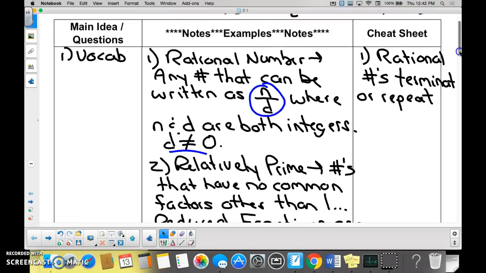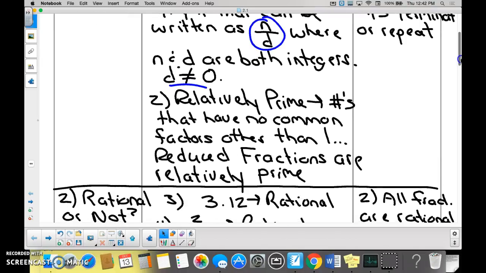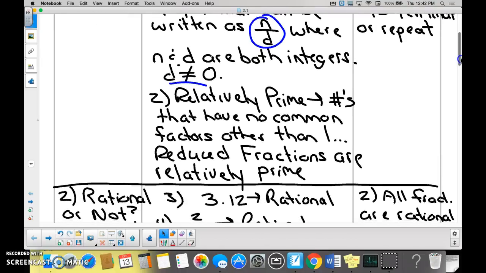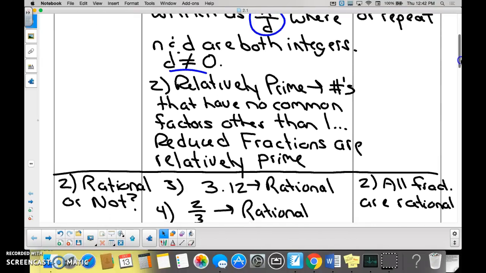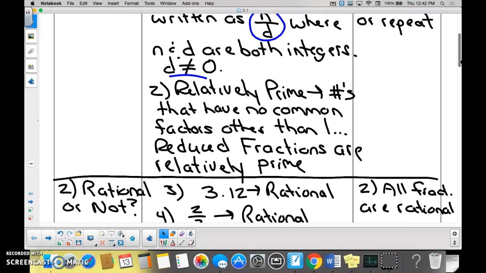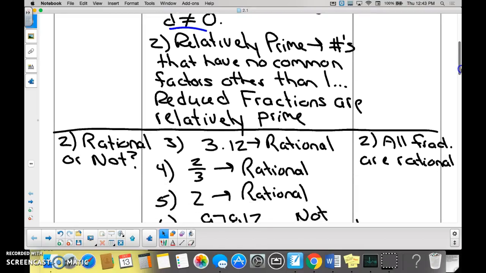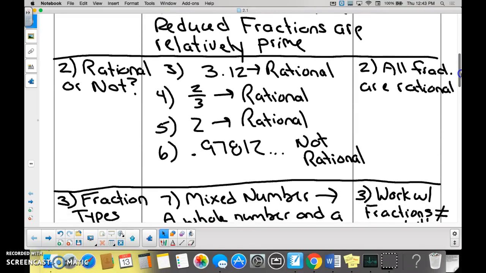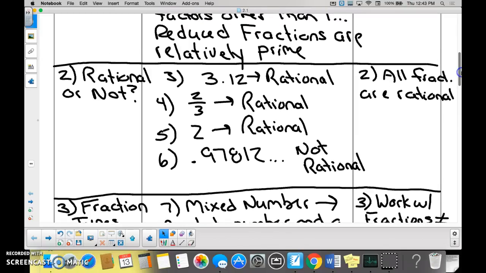Relatively prime, you struggled with that word too. Remember we took these notes on, I think, Monday when we started them. Numbers that have no common factors other than 1, and then really they're just reduced fractions, yes? Yeah. Relatively prime numbers or reduced fractions. Rational or not, so here's your example of rational numbers and non-rational numbers.